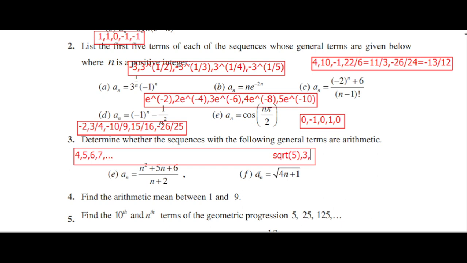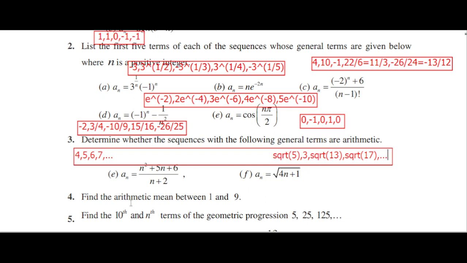Let's substitute 3. 4 times 3 is 12, plus 1 is 13, square root of 13. Let me add one more. When you substitute 4, 4 times 4 is 16, plus 1 is 17, square root of 17. But this is not an arithmetic sequence. Why? Because we don't have a common difference d here. This minus this is not equal to this minus this. So this is not an arithmetic sequence.